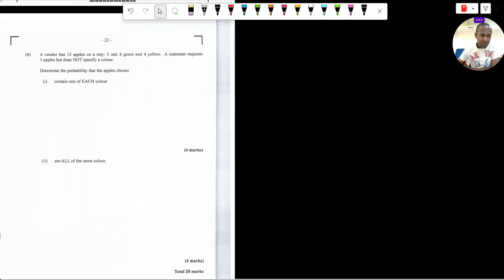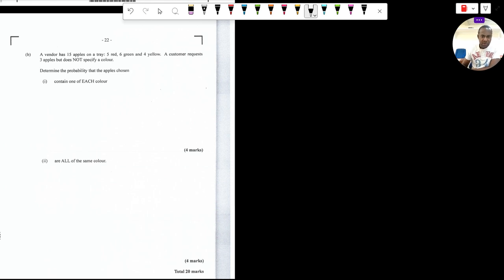A vendor has 15 apples on a tree, 5 red, 6 green, and 4 yellow. A customer requests 3 apples but does not specify a color. Determine the probability that the apples chosen contain one of each color. So that's part 1. So let's represent the situation.